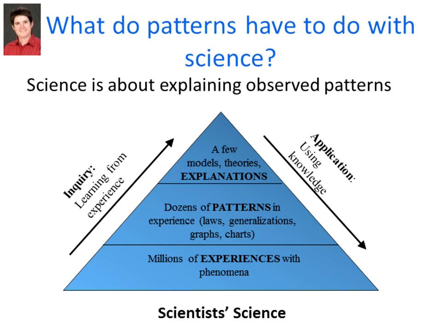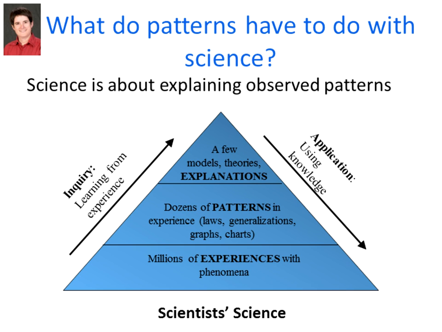Looking across those experiences, we can start to recognize some patterns in the data. And they're represented in science by such things as laws like Newton's laws of motion, generalizations. We can represent them with graphs and charts. But it takes these millions of experiences and distills them down into a set of patterns that we can more easily deal with. And then we, in science, look for models, theories, explanations to come up with these ideas that help us explain these patterns.